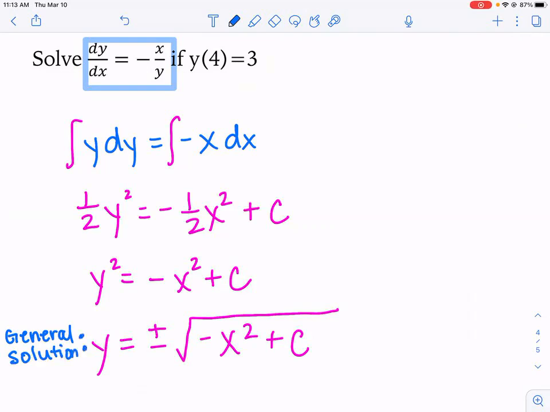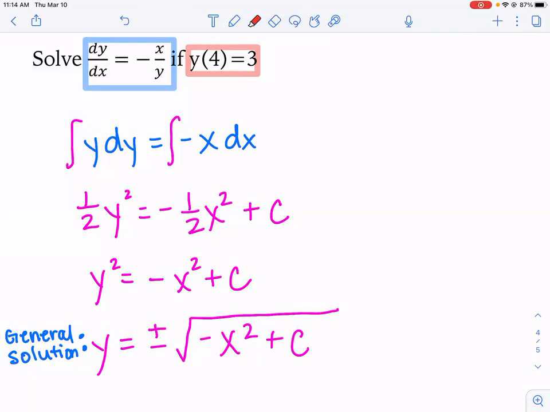So this right here is our general solution. When you're asked for the general solution, this would be it. And even when we're working towards a particular solution, we first need the general solution. Well, now we know that y of 4 equals 3.